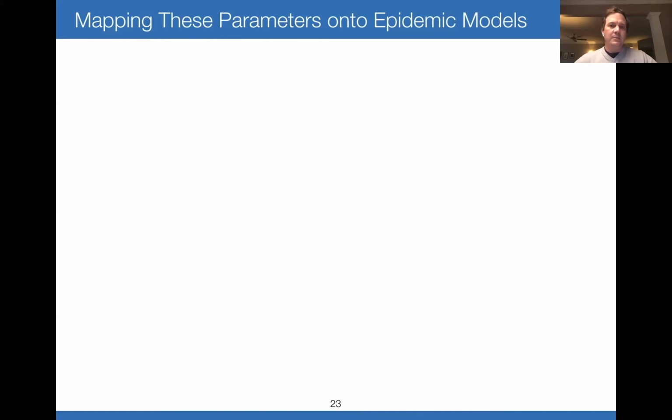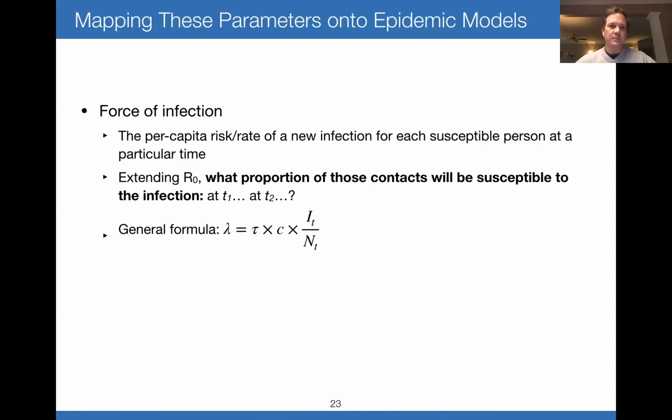So we can then map some of these parameters that make up R0 directly onto epidemic models and how we build those models. And principally, the most important parameter that we care about is the force of infection, which represents how people become infected over time. This force of infection is a per capita risk or rate of a new infection for each susceptible person at a particular point in time. It extends R0 past time 0, and it asks what proportion of those contacts will be susceptible to the infection, not just at time 0, but at time 1, time 2, time 3, and so on. So this parameter, lambda, can change over time because this proportion of contacts that are susceptible also changes over time.